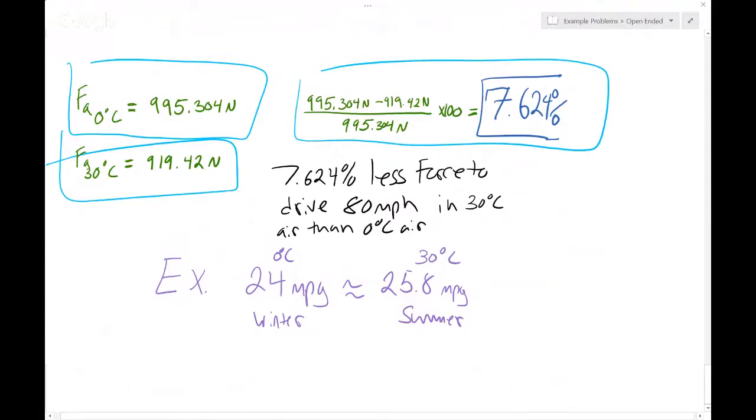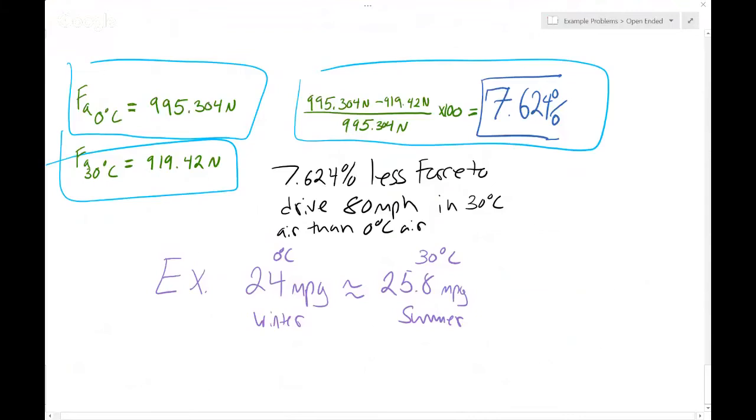So now to actually convert this into gas mileage, you would have to essentially calculate the energy density of gas as well as the efficiency of the engine and a whole bunch of other fun stuff that would draw this video out to probably like an hour long. So the short and easy of it is basically that if you got 24 miles per gallon during the winter, you would get 25.8 miles per gallon during the summer.